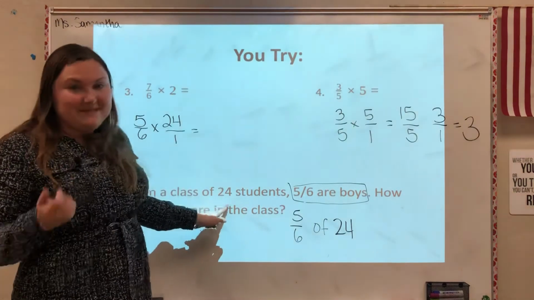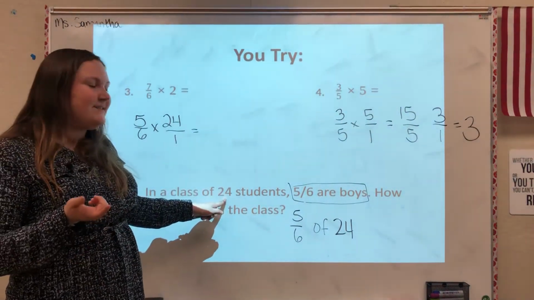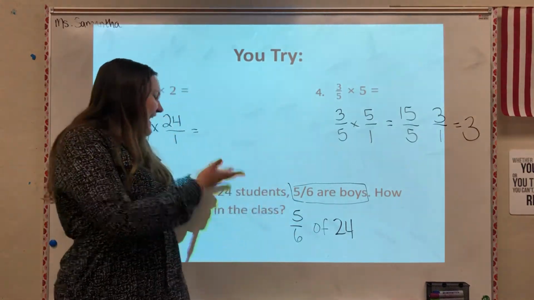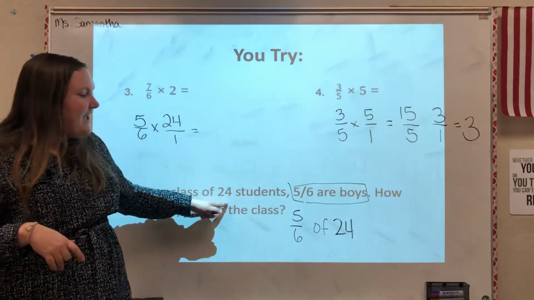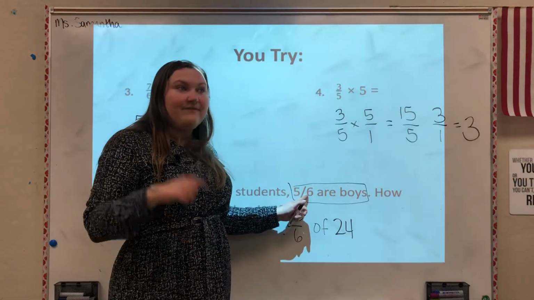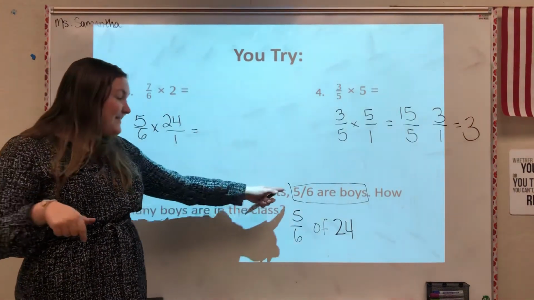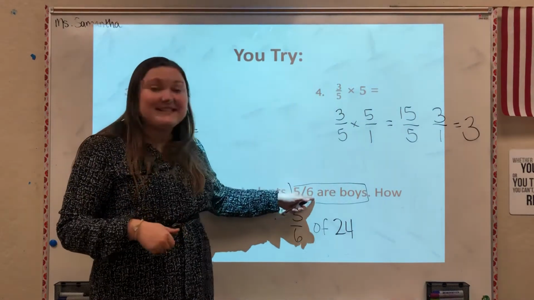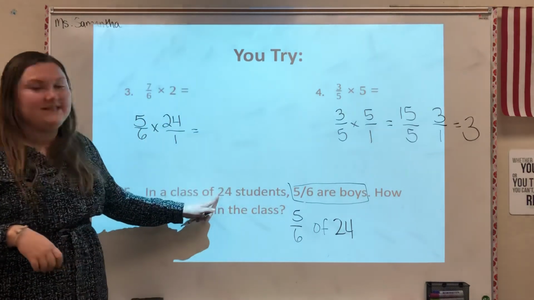Well, you should not be telling me a number more than 24. There's a total of 24 students, so I know my answer should be less. We can't have more boys. We can't have like 30 boys if there's only 24 students. 5/6, if 5 out of every 6 students is a boy, that means more than half the class are boys. 5/6 is greater than 1/2. So that means more than half of these students are boys.